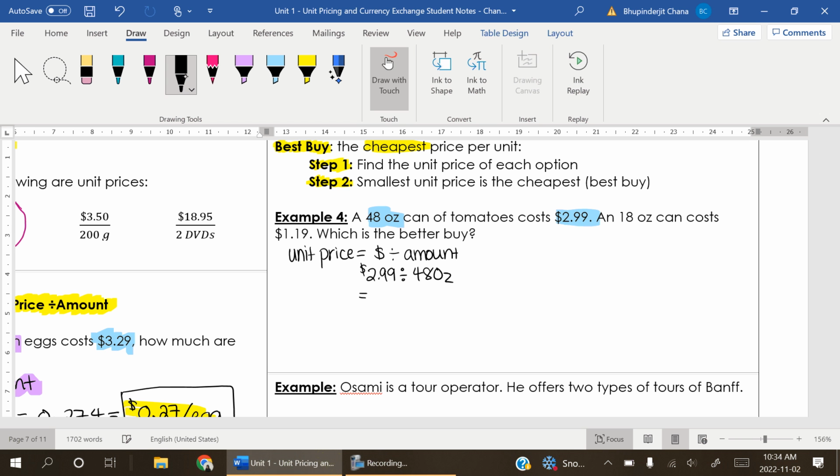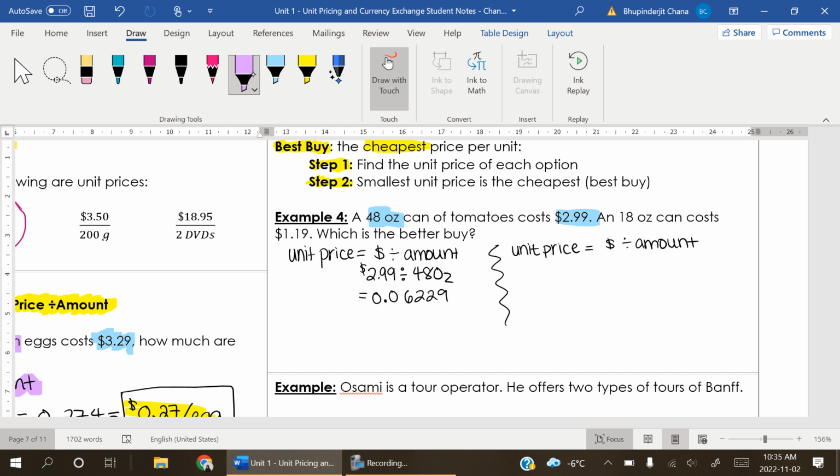That's going to give me, so we'll plug that into our calculator, 2.99 divided by 48. That gives me 0.0629. I'm going to take about 4 decimal places because we don't need to round right now when we're comparing, because sometimes we might have to look at those decimals. Then we have on the other side, again, unit price is equal to the dollar amount divided by the amount.